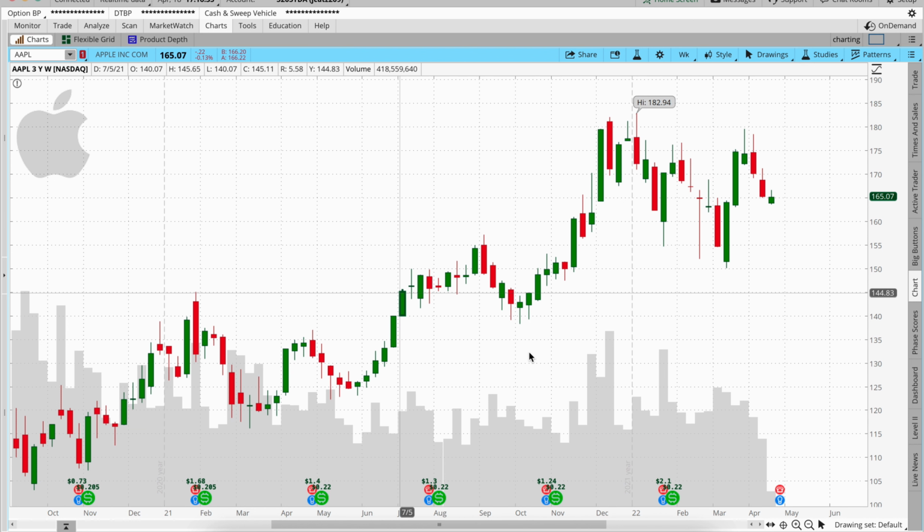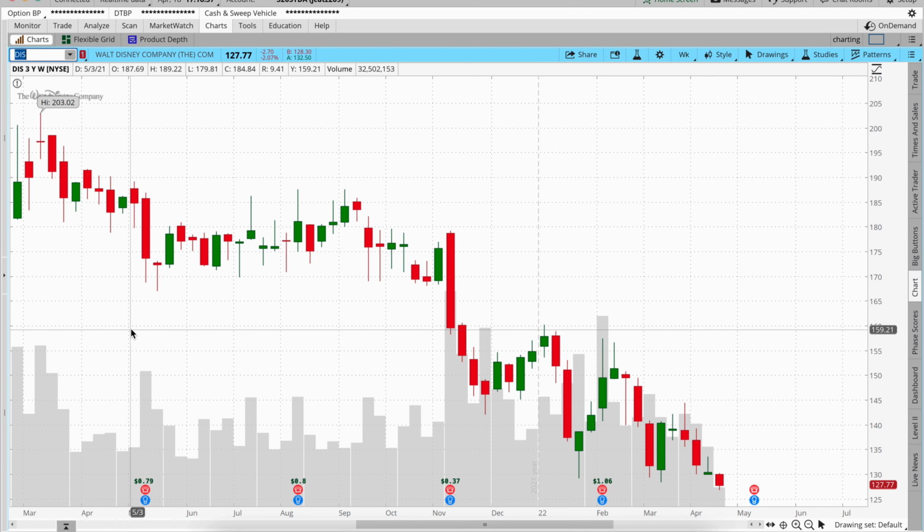So this is an example of the buyers being in control. An example for sellers to be in control would be a downtrend. I'm going to pull up an example for that for you guys. So on this one, you can see that the price is falling.